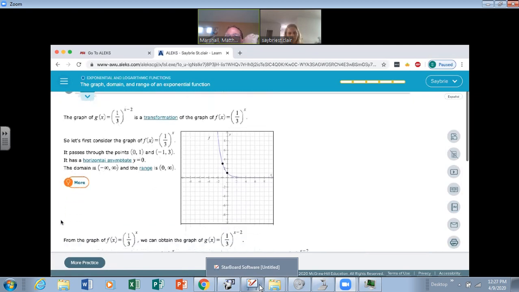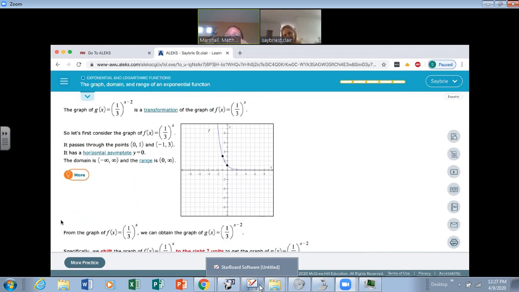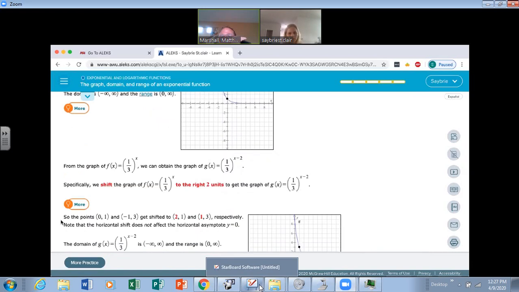Alright, so they did 1/3. Let's take a picture of this. So they graphed it without the x minus 2. That's the transformation that moved it. Instead of up or down, when you have that on the exponent, that moves it right or left, I believe. So we moved it to the right 2 units. Take a picture of that.